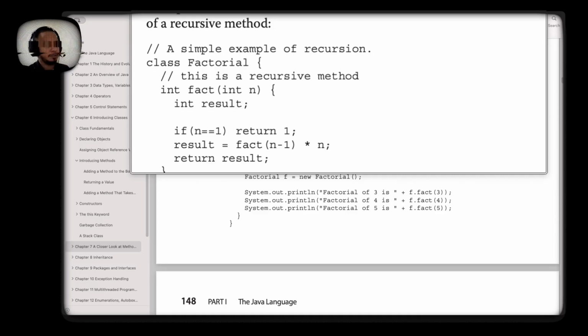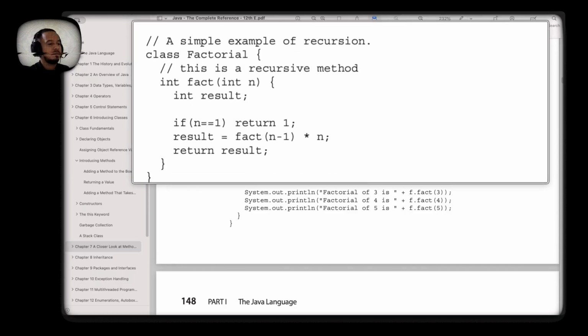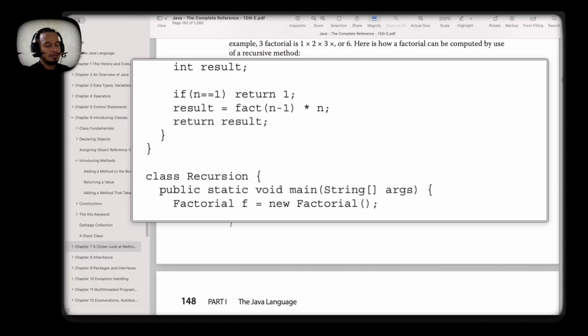So this is 3, it will be 3 minus 1 is 2, times 3 is 6. If it's 9, it's 8 times 9. Oh, I see, I get it. There's no point in multiplying by 1.